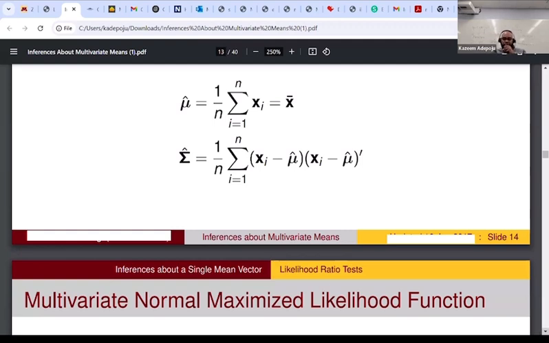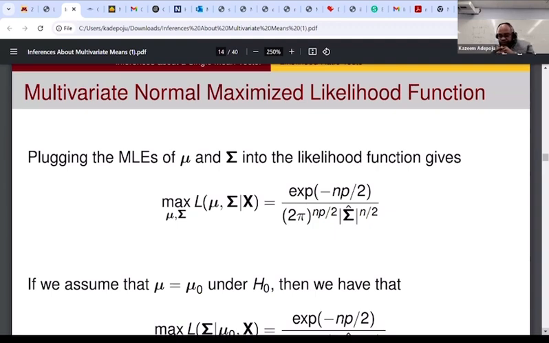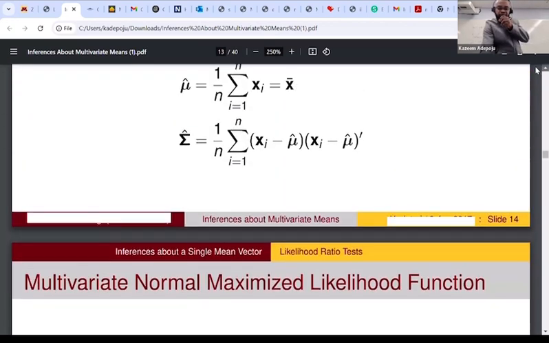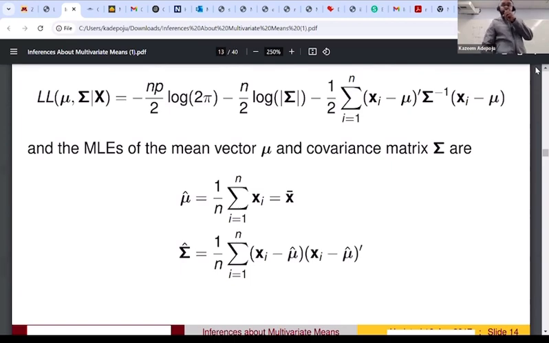Now, let me prepare your mind. I actually want to develop another approach for testing hypotheses here. I've already shown you the Hotelling T-squared. Hotelling T-squared has some challenges and limitations, and that's why we have more than one technique of conducting hypothesis tests in a multivariate setting. I want to develop a brand new approach, but through the process of maximum likelihood estimation.